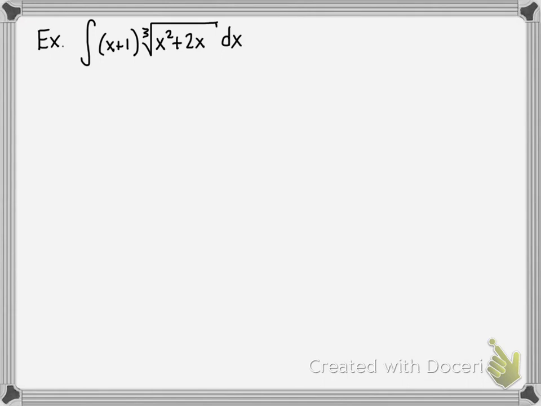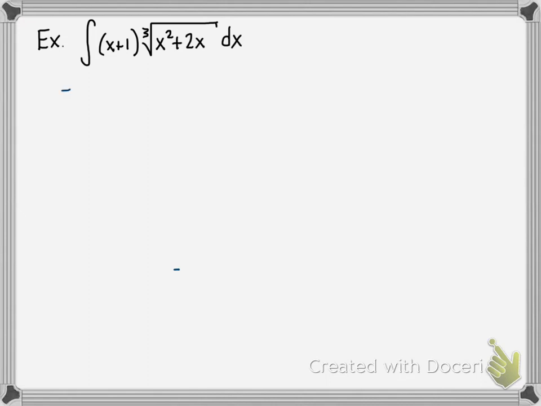Alright, so let's take a look at another example. So this is the second example in this part, and here we have the integral of x plus 1 times the cubed root of x squared plus 2x dx. We want to find the antiderivative of this complicated looking function in the middle.